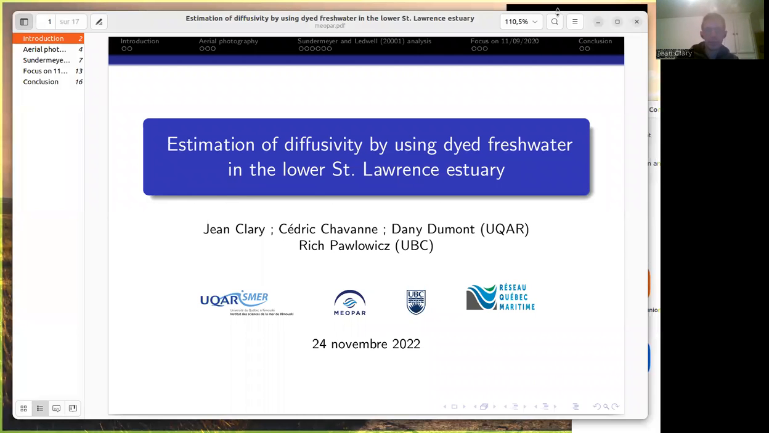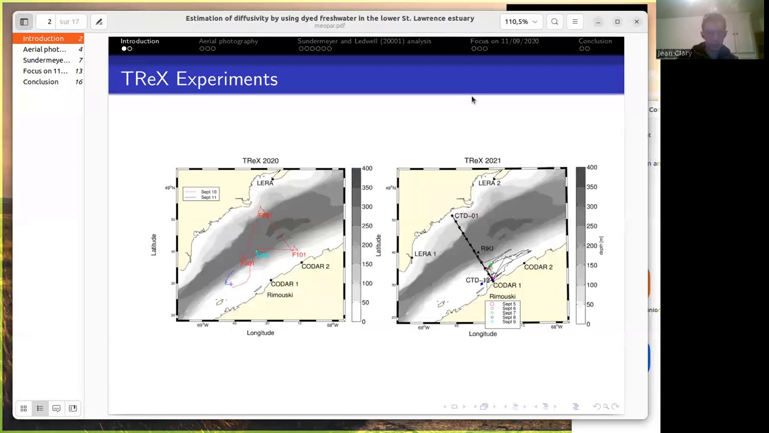So, hello everyone. I will present you the estimation of diffusivity in the TReX experiment. So, the TReX experiment, here are two pictures. I have data from September 11 in 2020 and for all the days between September 5 and September 9 in 2021.